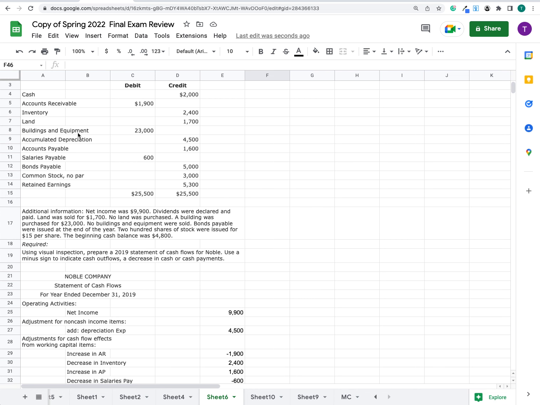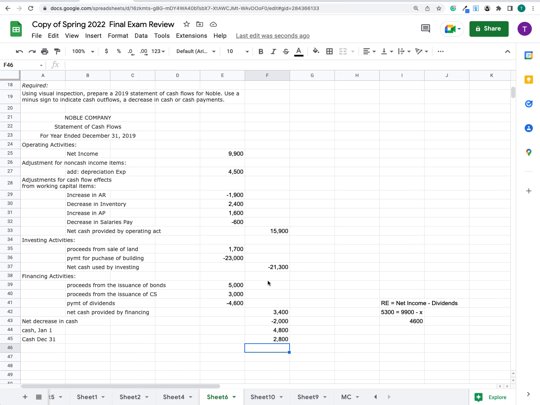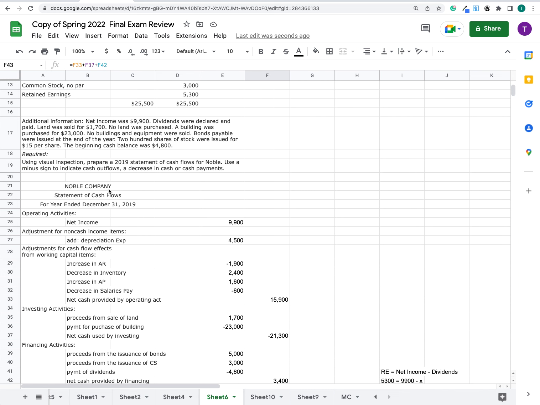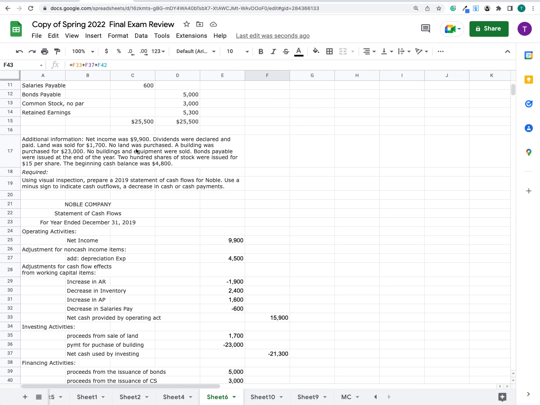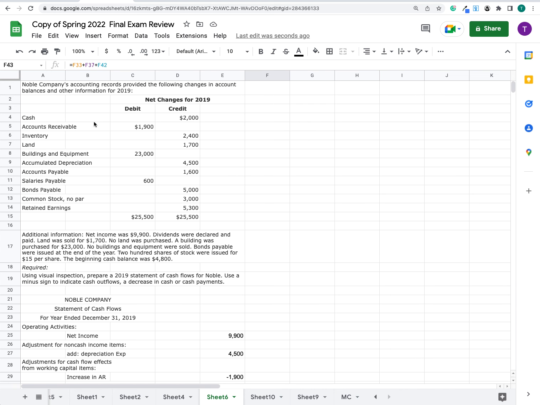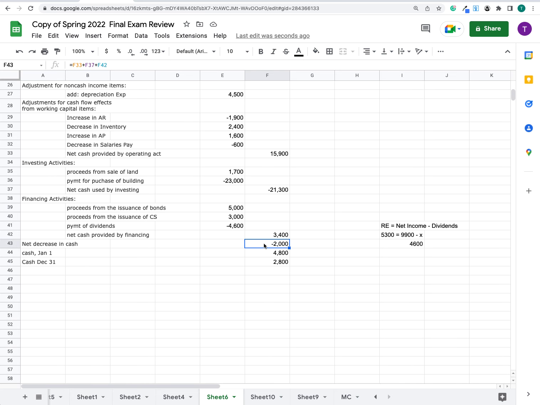And so I guess we could have also figured out this net decrease in cash. They told us right here. Where did I just read that? I thought I read it as a comment, but we have the decrease in cash of $2,000 right here as well. So we have that information to fill this in.